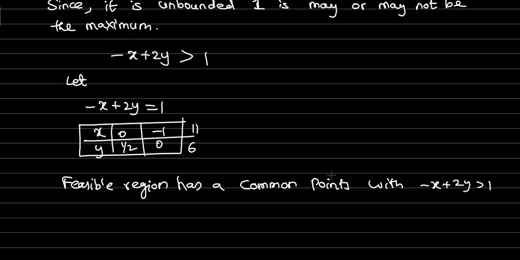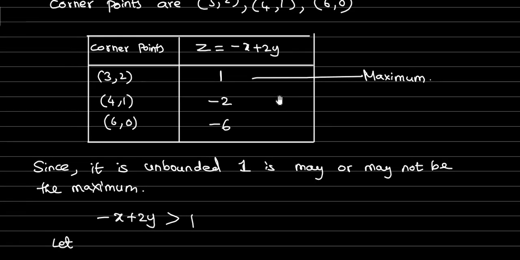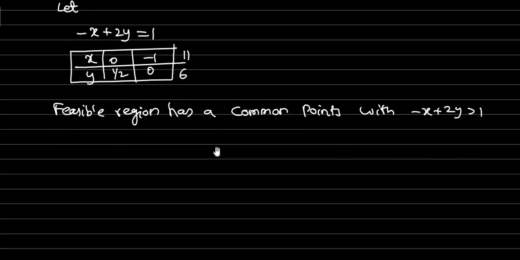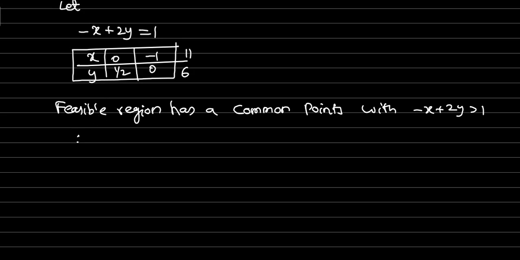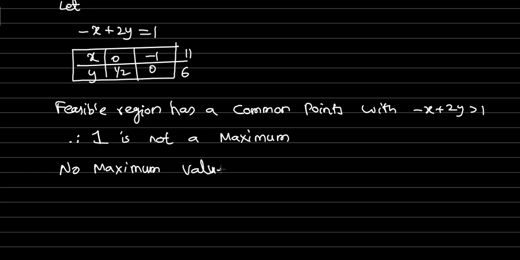Now tell me, if a common point exists, is that a maximum? No, it's not a maximum now. So 1 may or may not be the maximum, and therefore 1 is not a maximum. What can we conclude? There was only one hope, that is 1, right? That also is not a maximum. That means there is no maximum value for z.